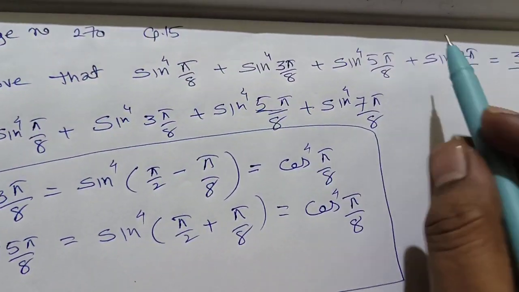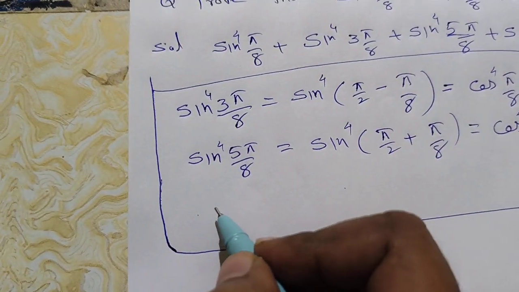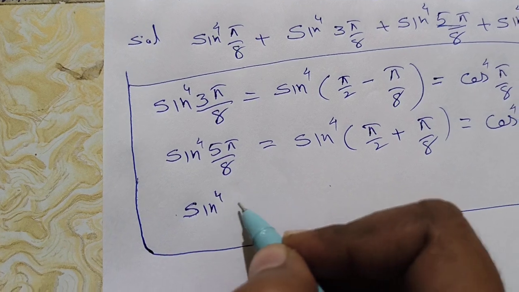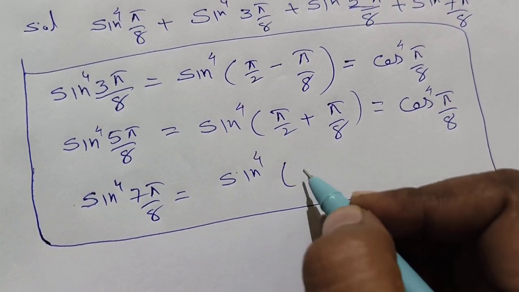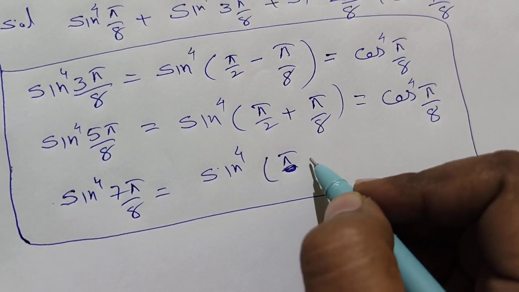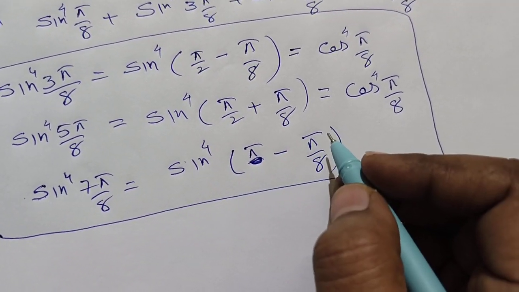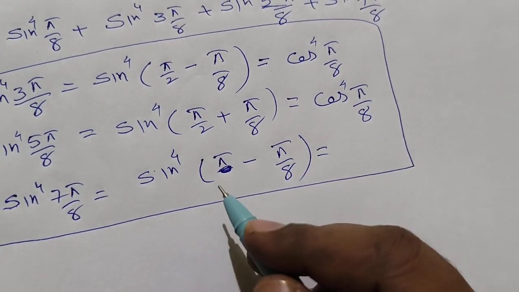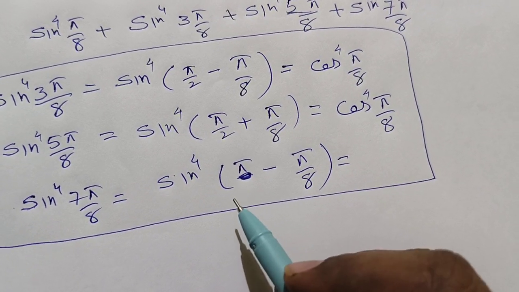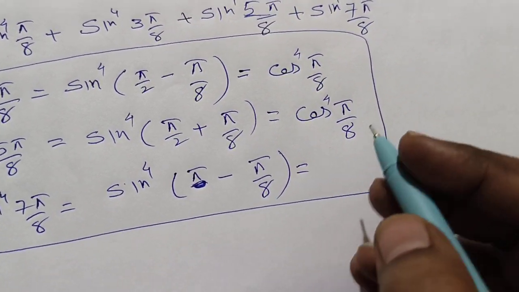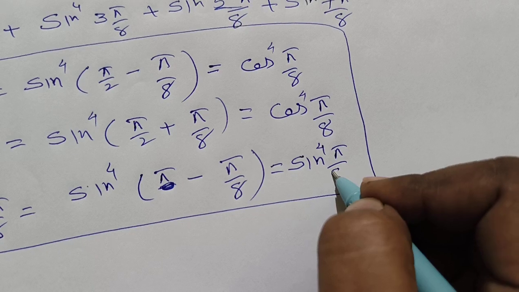Now one more term. The last term is sin⁴(7π/8). We can write sin⁴(7π/8) as sin⁴(π − π/8). When we take the LCM, it is 8 minus 1, 7π/8. We know that π means 180° and π/2 means 90°. So sin(180° − θ) is sin θ. So here we get sin⁴(π/8).